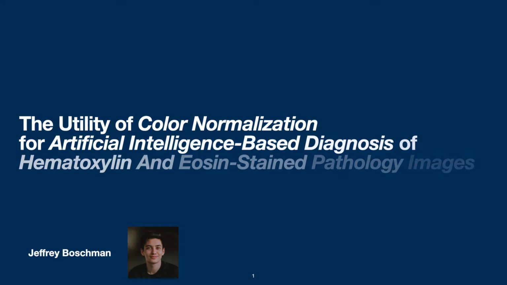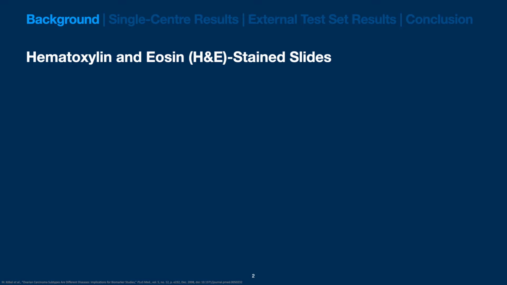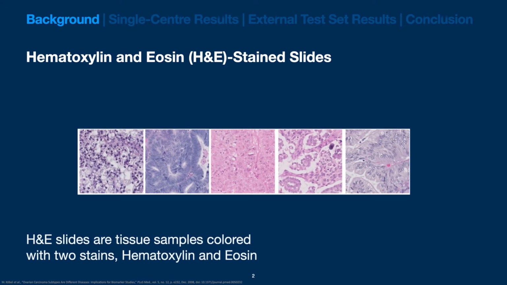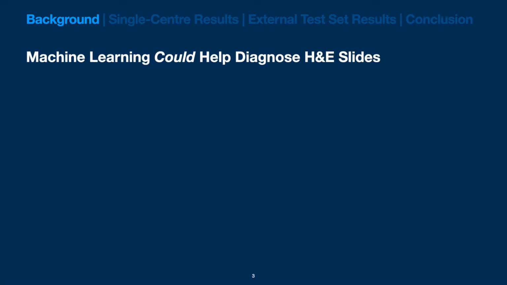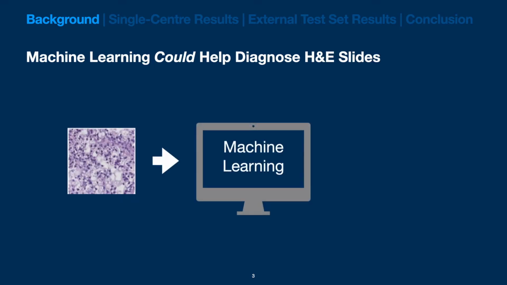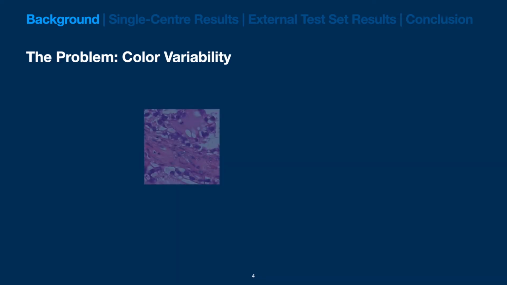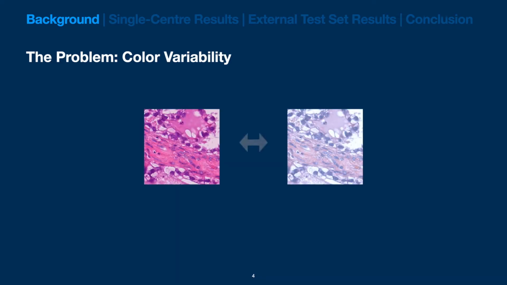My name is Jeffrey Boschman, and this research is about the utility of color normalization for AI-based diagnosis of H&E-stained pathology images. Hematoxylin and eosin-stained slides are a routine tool for pathologists to look at tissue samples and diagnose diseases. There's a huge potential for artificial intelligence and machine learning to supplement pathologists in this task, but one major obstacle is that the color of H&E slides can vary greatly.